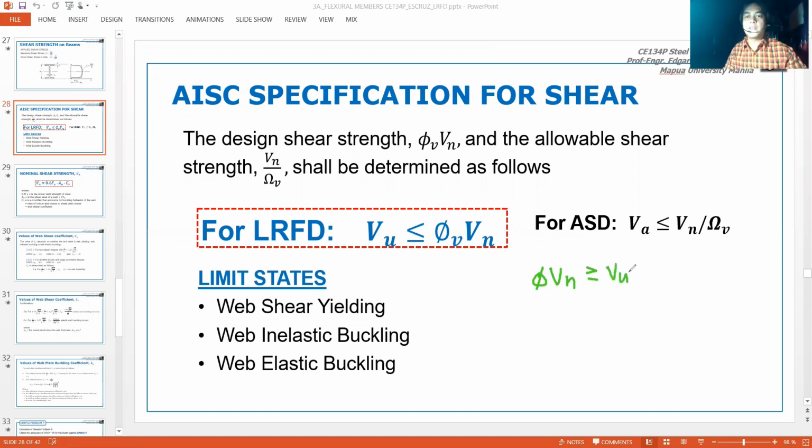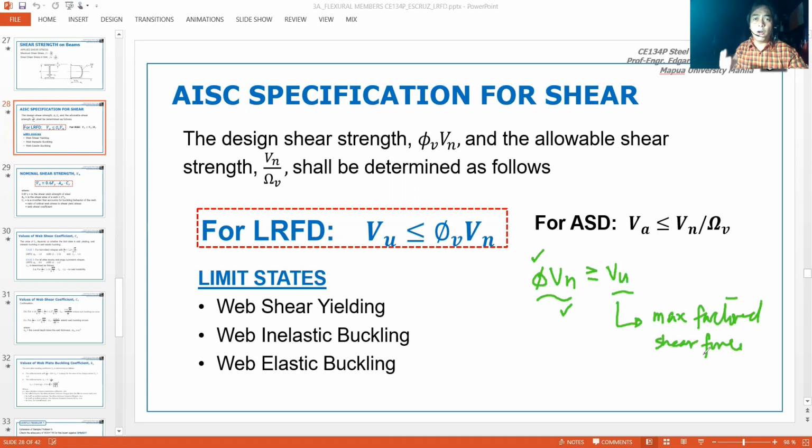So ganyang format kasi yung ginagamit natin dati, no? Wherein yung Phi Vn is the design strength and yung Vu is the ultimate shear force. Now, yung Phi dito nagva-vary depende kung anong klaseng section. Tapos yung Vn natin can be calculated based from the next slide. Tapos yung Vu naman natin, ito yung ultimate or the maximum factored shear force in beams.